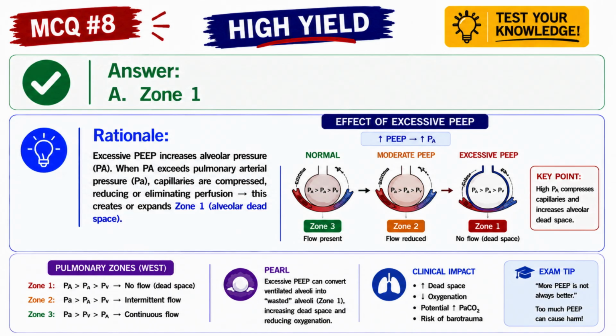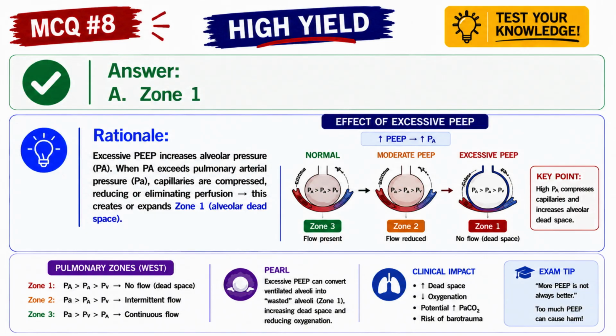When alveolar pressure exceeds arterial pressure, capillaries are compressed by the surrounding alveolar pressure. Blood cannot flow through. The region is ventilated but not perfused. This is dead space. In a healthy, spontaneously breathing patient, Zone 1 barely exists at rest. Pulmonary arterial pressure is high enough to perfuse even the lung apex.